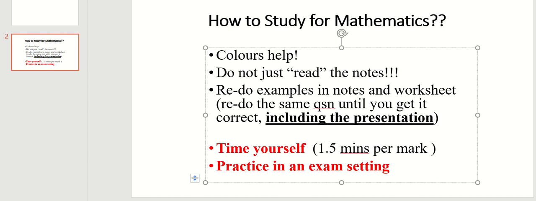So you can time yourself something like this. And of course, practice in exam setting. Exam setting refers also to the limited time given, or maybe the environment. Try not to study in a place whereby it's noisy. Get yourself in that kind of exam condition to practice, so that it's easier for you to retrieve your memory. This is also scientifically proven.